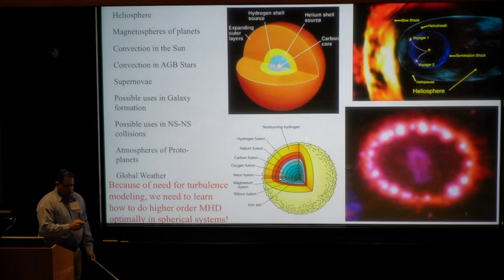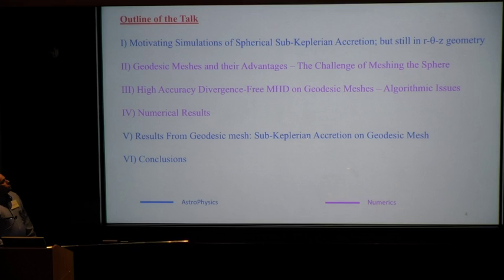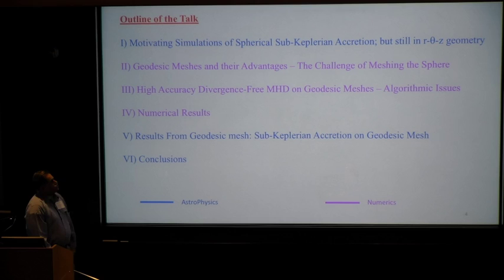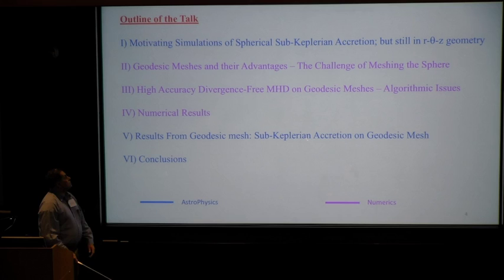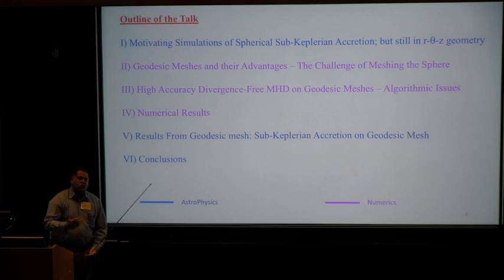I've structured this talk so that mostly it's an astrophysics talk. So I'll start with a motivating system, namely sub-Keplerian accretion. But I'll first talk about how we've done this simulation in R theta Z geometry, the bad kind of geometry. Then, with your permission, I will sing the praises of geodesic meshes and their advantages, the challenges of meshing the sphere, and how we've overcome those challenges.